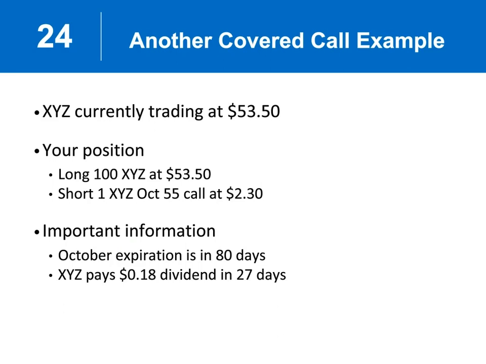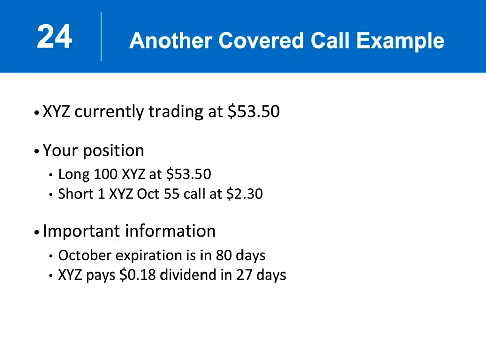One additional important ingredient here is that October expiration we know is in 80 days, and there's a dividend of 18 cents in 27 days. So if we are long the stock, do we get the dividend? Yes, we do get to collect the dividend unless we get exercised first. So let's, without any additional slides, talk through this whole idea of getting exercised or being assigned for a dividend. So we've got 80 days, but we get a dividend in 27 days.